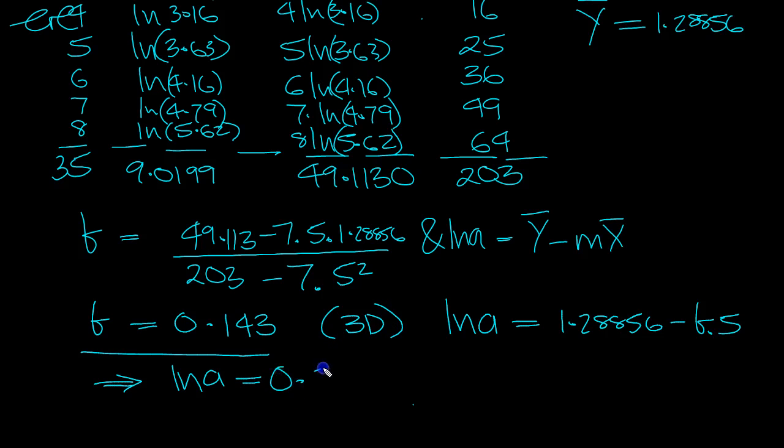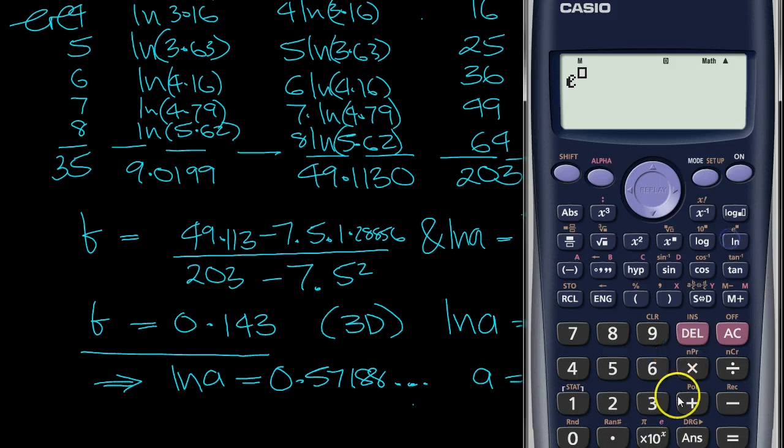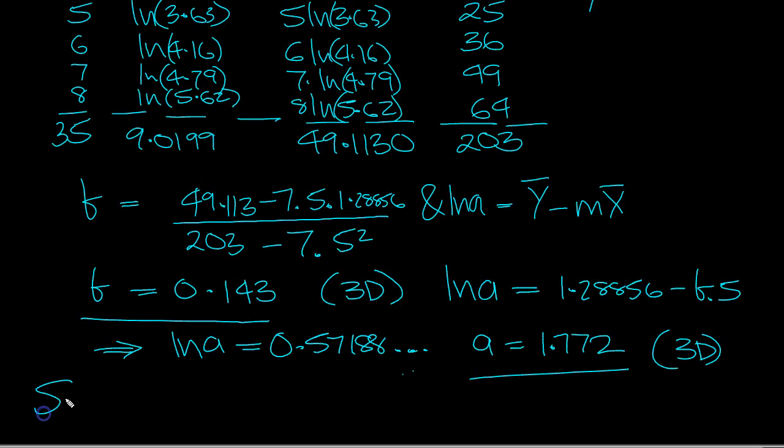0.5718. So a is e to this number, so shift e of answer equals 1.7715, so 1.772, and that's to 3 decimal places rounded at the end. Okay, there's a and b. So remember what we had at the beginning, s is equal to a e to the bt.